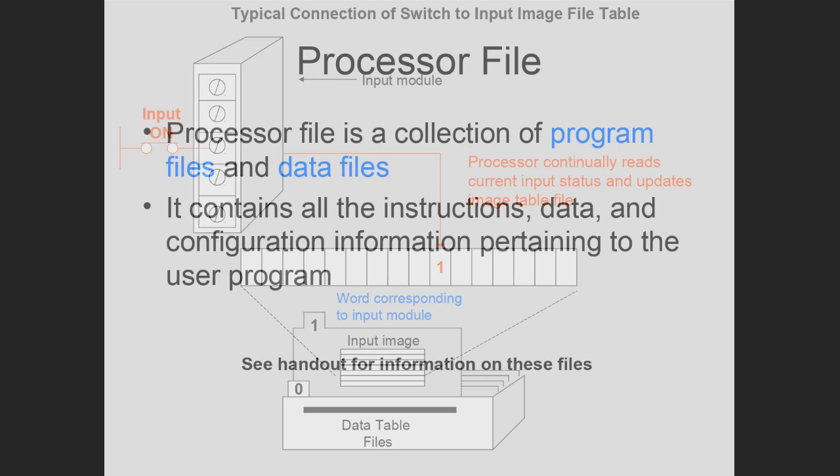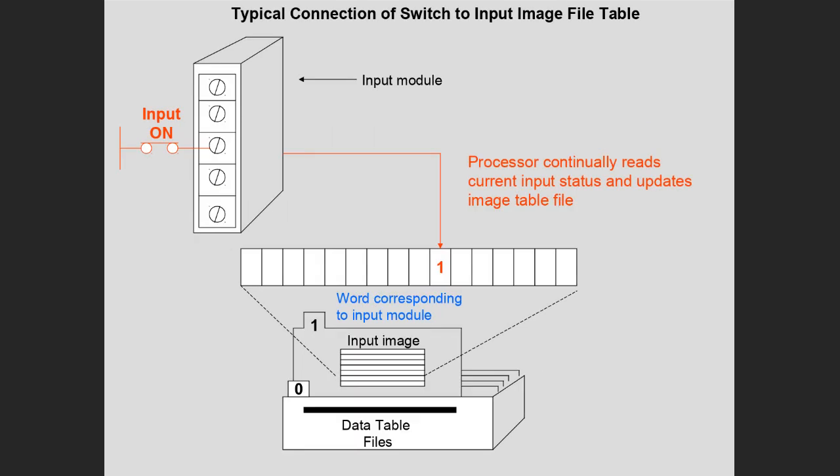Now, this should make sense to you. We connect a switch. This is all hardware. This input module is hardware. And what you see right here is all inside of the machine. This is software. It's all virtual stuff.